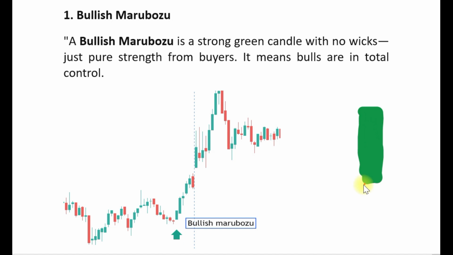When this candle is formed, the opening price is equal to the low of the candle, and the closing price and the high of the candle are equal. If such a candle is formed at the bottom of a downtrend, then it is a possible trend reversal.